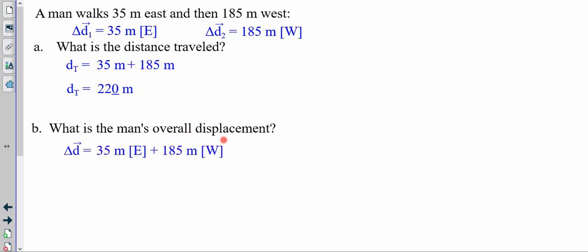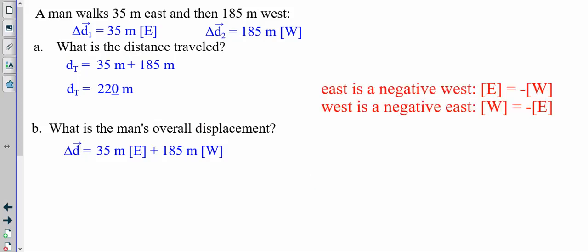As far as the man's overall displacement, we have to start considering, okay, one went east, one went west. So just like that vector diagram I drew, technically you have a subtraction. So you have to recognize, okay, well, what does that mean? You can't just add two numbers together if they have different units. So now we have to kind of see east and west as different units, no more than you can add $5 to 10 seconds. Right? You can't add $5 to 10 seconds. It doesn't make sense. So you can only add things when their units are identical.